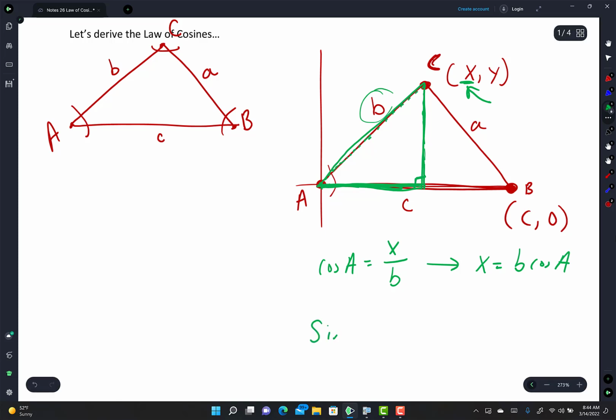I'm going to write sine A. Remember that sine is opposite over hypotenuse. Do you agree that this that I'm making really bold is just a y value? That's just that specific y value, no? So sine is y over, again, b. So if I multiply both sides by b, I get y is equal to b sine A. Are we still okay? All right.